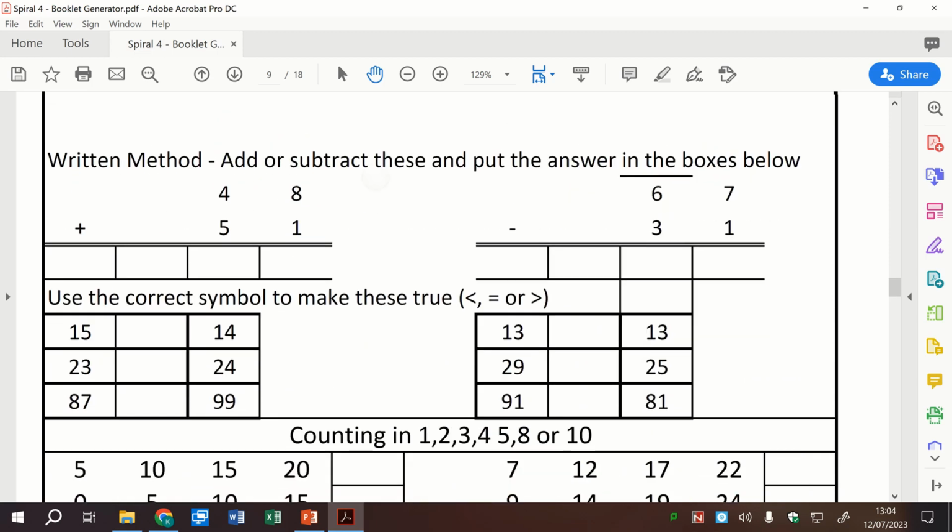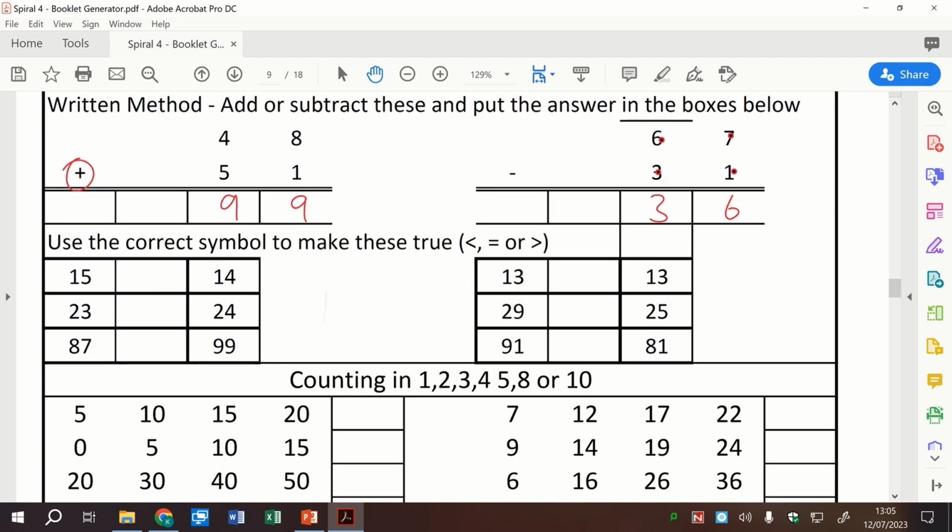Okay, so written method, add or subtract. Okay, so this one, we are adding. So 8 plus 1 is 9, and that is also 9, so the answer is 99. Okay, so let's come over here. So we've got to take away. 7 take away 1 is 6, and 6 take away 3 is, it's really 60 take away 30, but we do 6 take away 3 and it goes into the 30s column, so the answer there is 36.